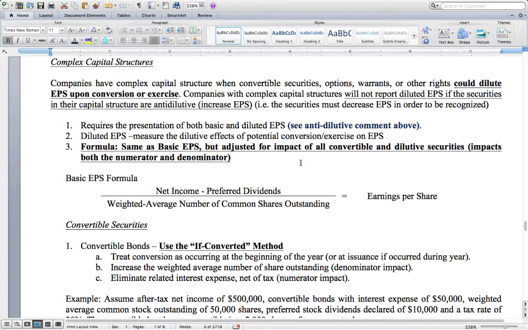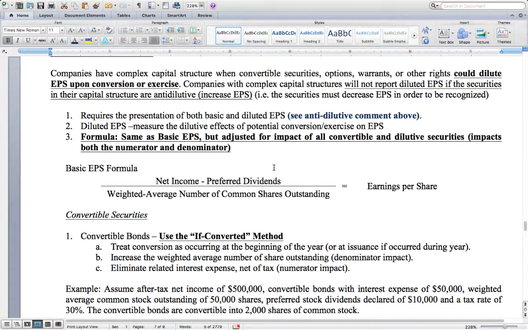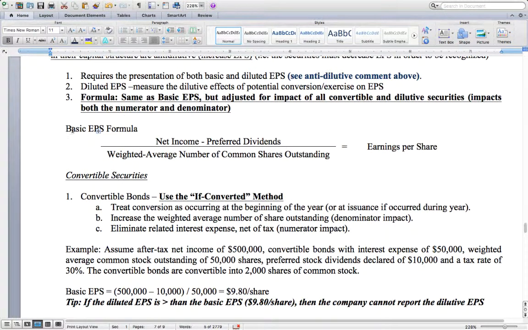The main thing to take away from the formula is that it is the same formula, but you have to adjust it for all the convertible and dilutive securities, and this will impact both your numerator and your denominator. We will walk through how convertible bonds impact it and how convertible preferred stock impacts it. So as you can see, it's the same formula.